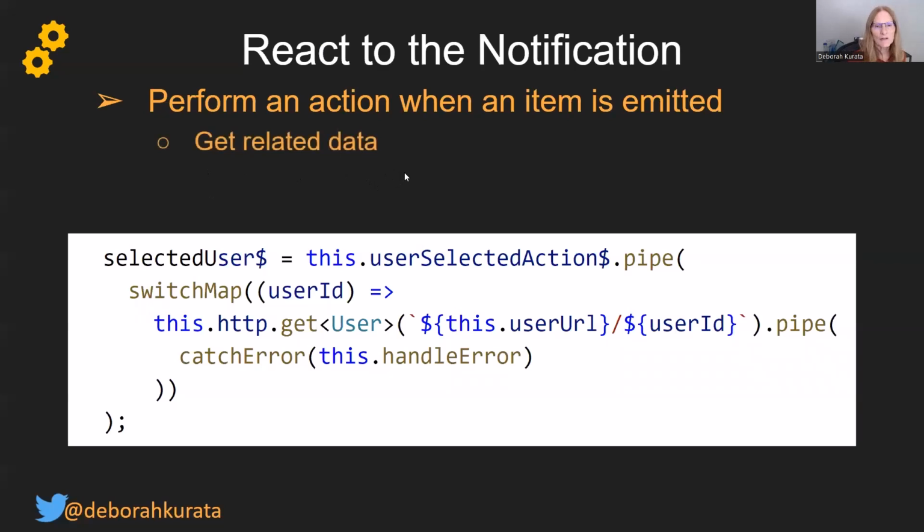We could also use it to get related data or to save, as we'll see the get related data in a moment. So here, if you look, each time that we select a different user, we're going to pipe it through. We're going to switchMap it on the user ID, and then on that user ID that's being emitted from that user selected action observable, and then we can use it as a parameter in our HTTP GET. So we don't have to have a procedural approach in order to have parameters on our GETs.